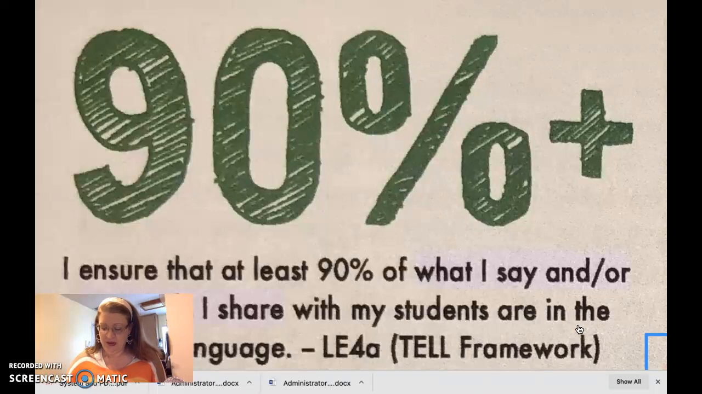And so if we spend a lot of time in English, not only are we sending a message of a lack of confidence, but we are also denying them the opportunity to have the language experiences that they will need in order to truly be able to communicate in the language.